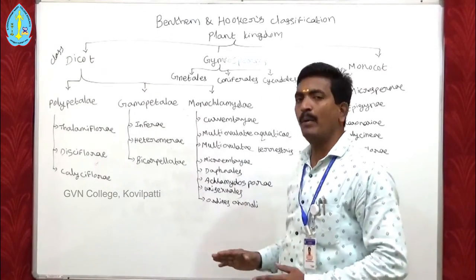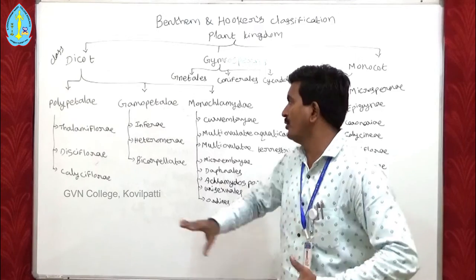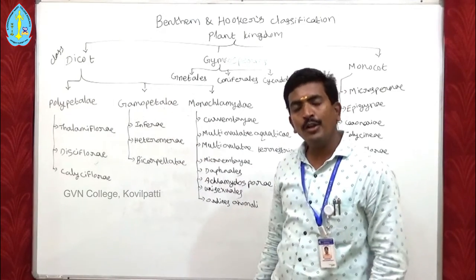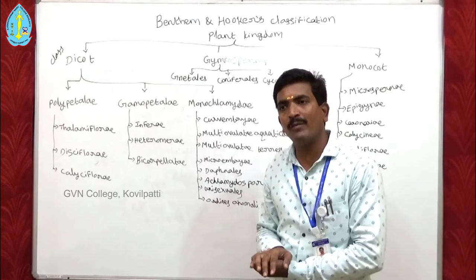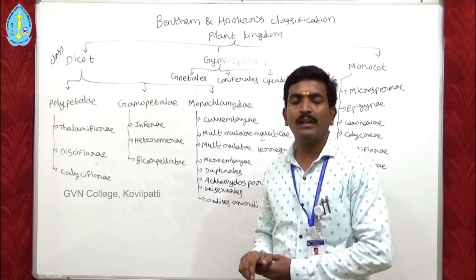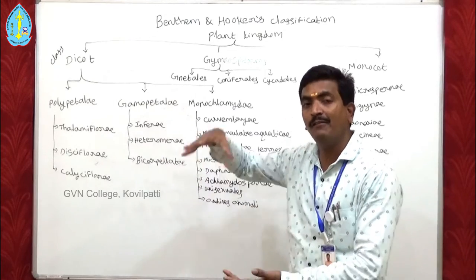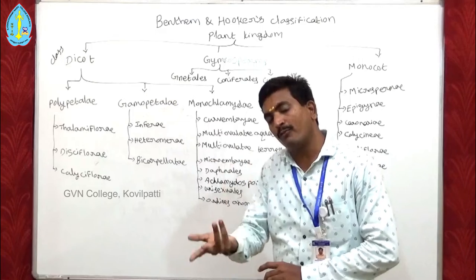Then Gamopetalae. Gamopetalae means fused petals. The flowers with fused petals are put into the subclass Gamopetalae. In Gamopetalae also, if the flowers have an inferior ovary, that means an epigynous flower, they are put into the series Inferae. Inferae means inferior ovary. And in Gamopetalae the superior ovary flowers are also present.